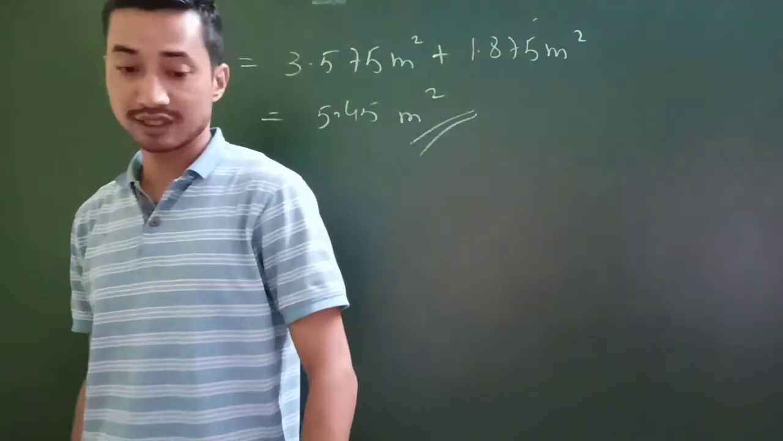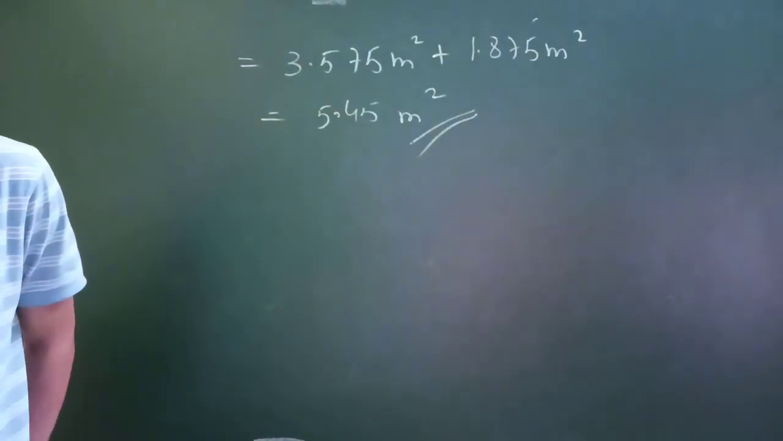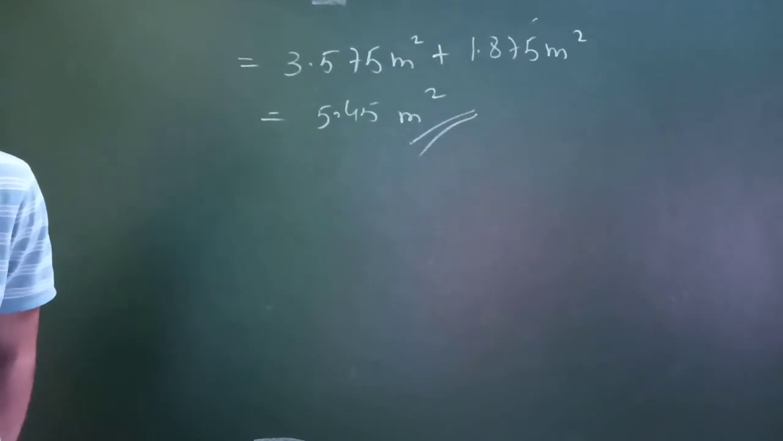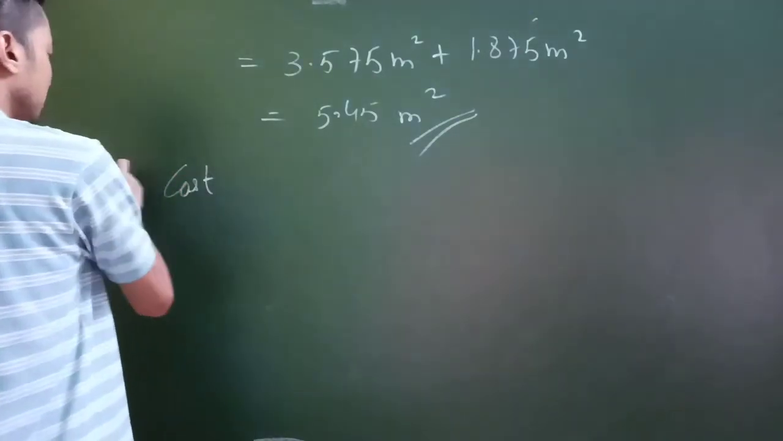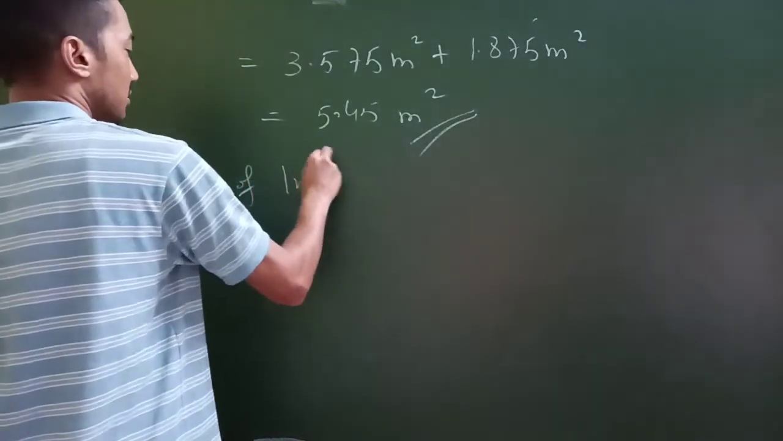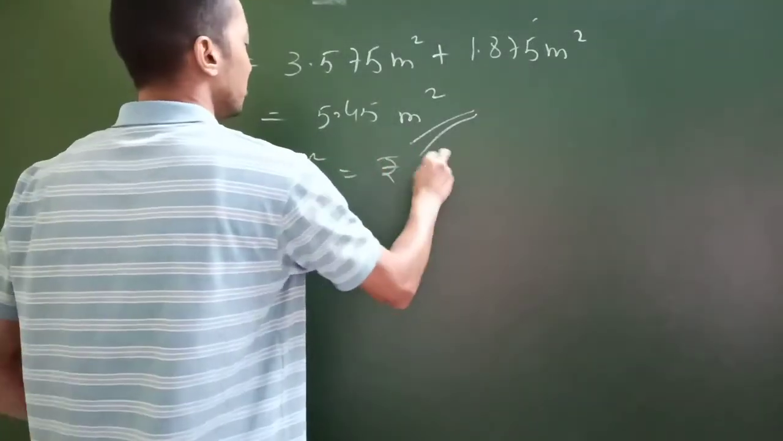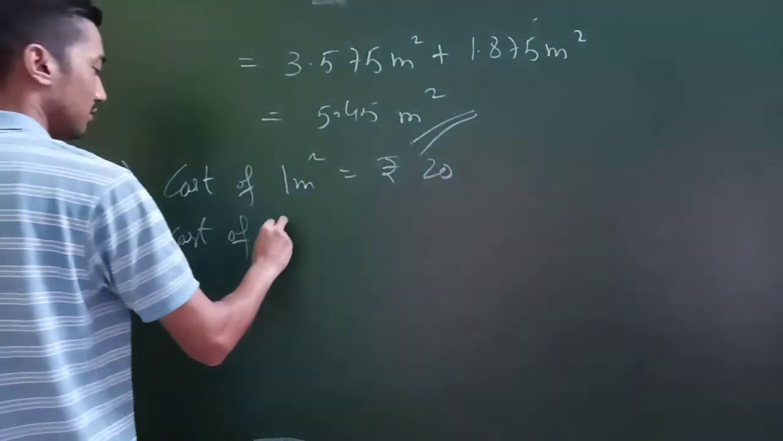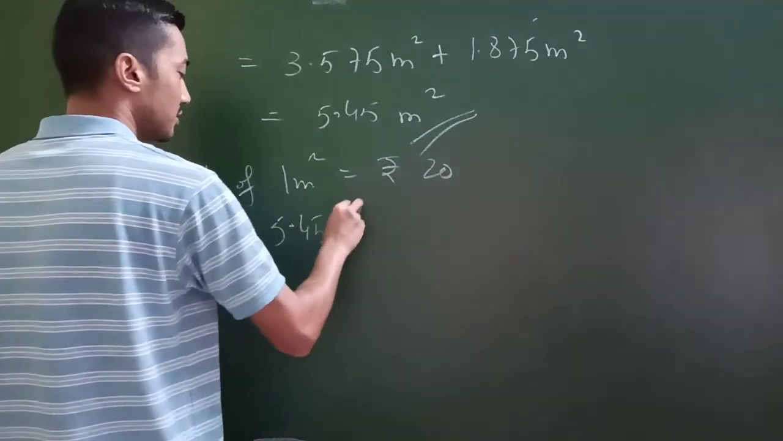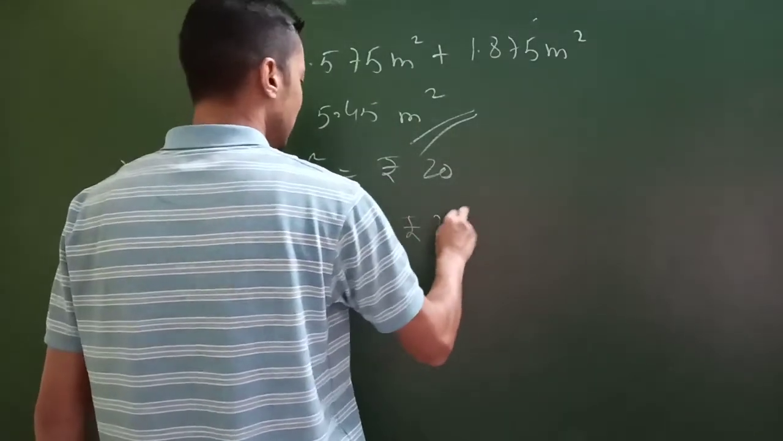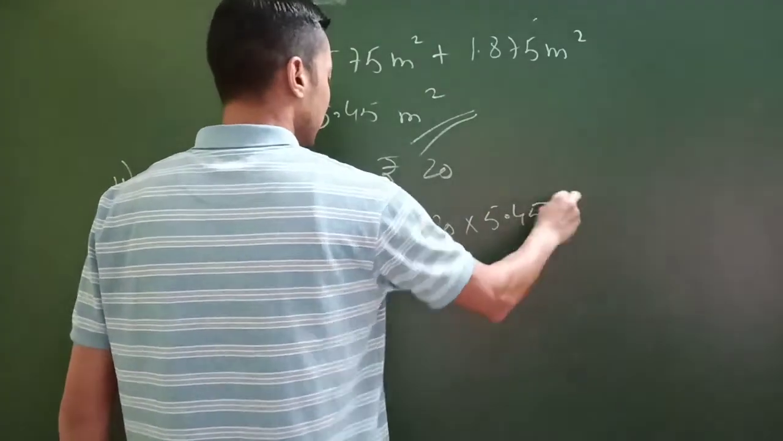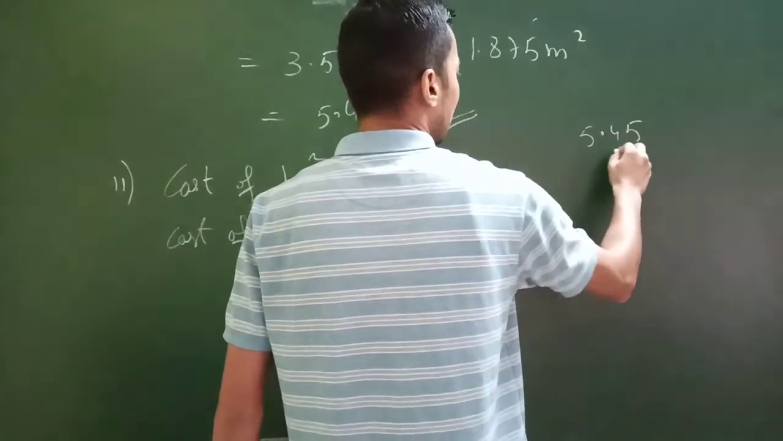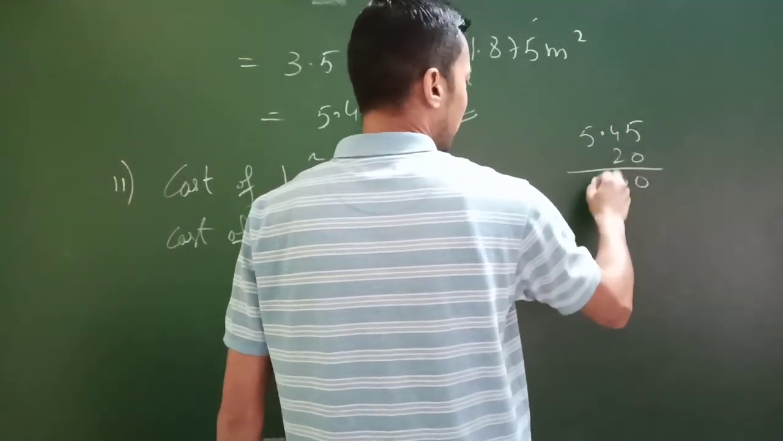There is another question, the second part, which states, find the cost of the sheet if a sheet measuring 1 meter square costs rupees 20. Number 2, cost of 1 meter square is rupees 20. So what will be its cost? Cost of 5.45 meter square into rupees 20. So it will multiply, it will be 5.45 into 20.